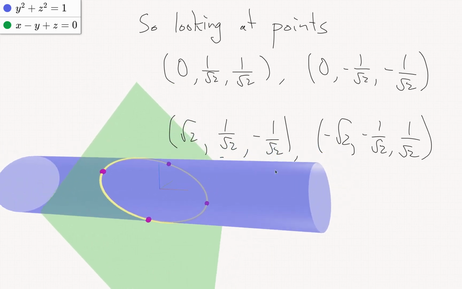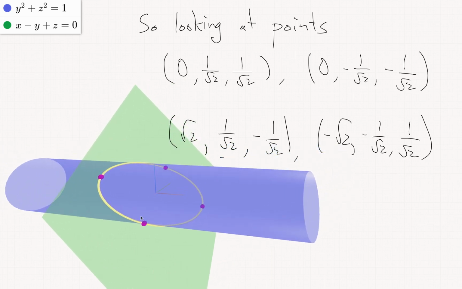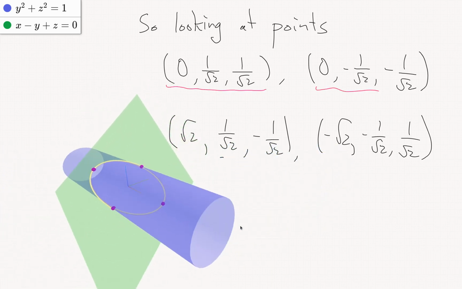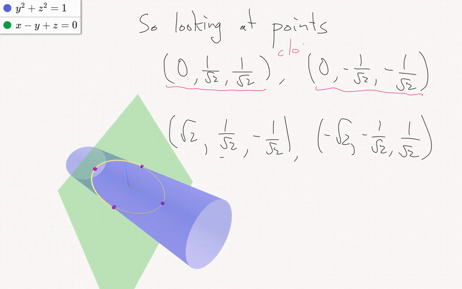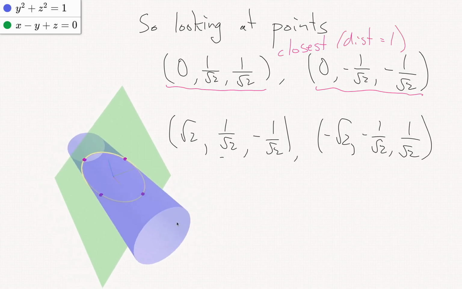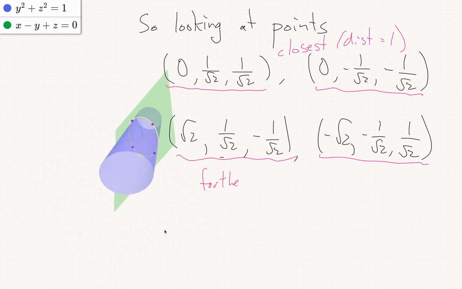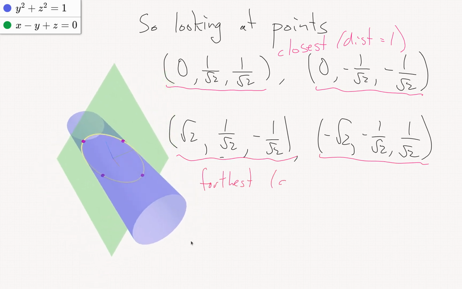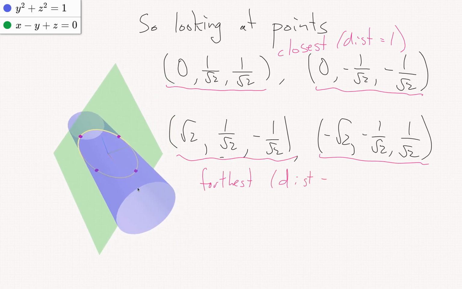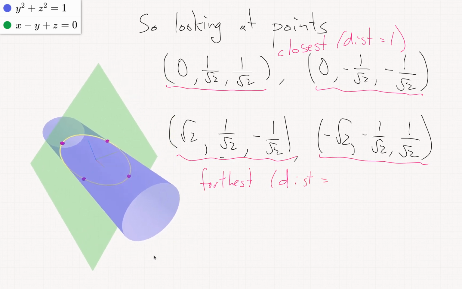So these two are closest to the origin, and their distance from the origin is 1, whereas these two bottom ones are the farthest from the origin. Here the distance is root 3.